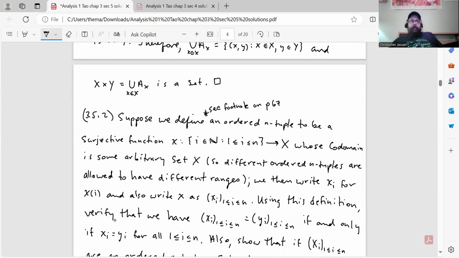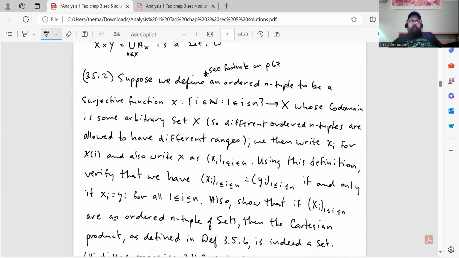All right, so that's question number 1. Question 3.5.2, he refers to a footnote here, so let me actually read that to you. Actually, let me read the definition first, and then I'll read the footnote.